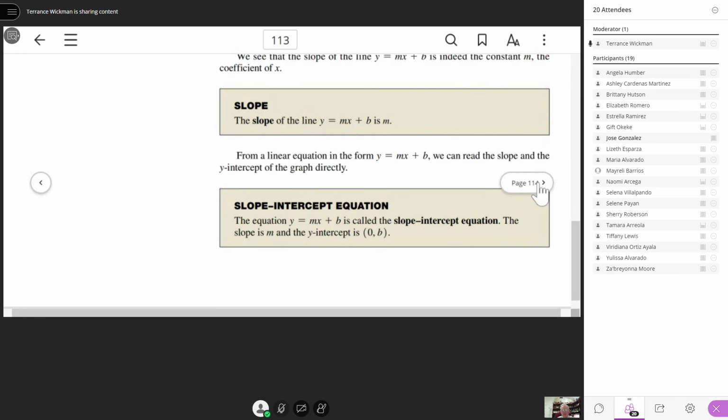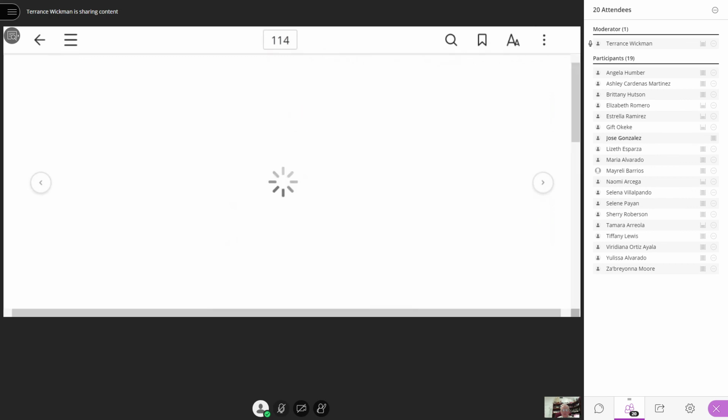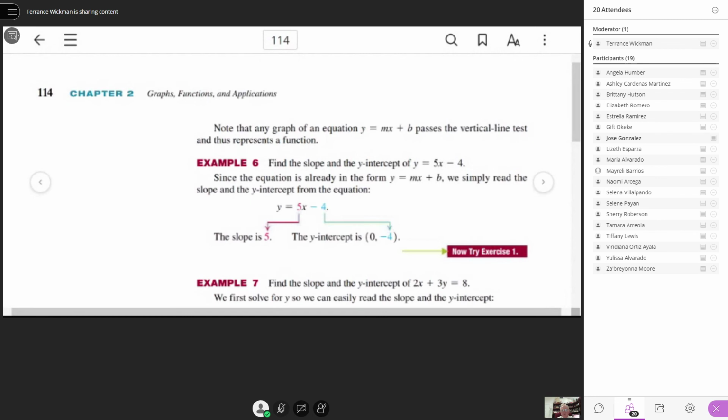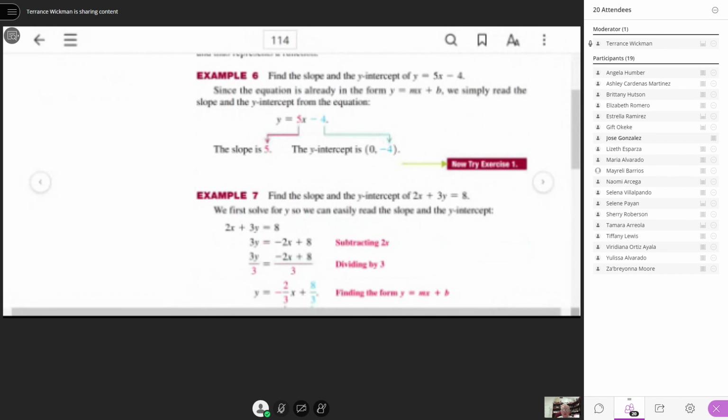Let's look at an example. Example 6: y equals 5x minus 4. The 5 in front of the x is the slope. The -4 is the y-intercept, so the answer for the y-intercept is (0, -4). On the test, you'll be given something like this. You should be able to easily put that together.